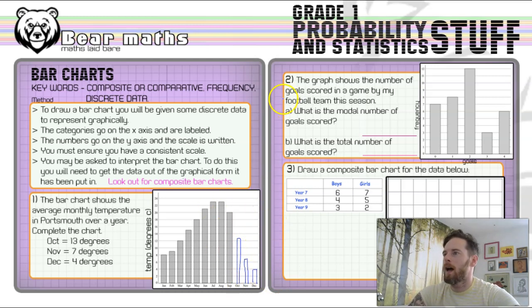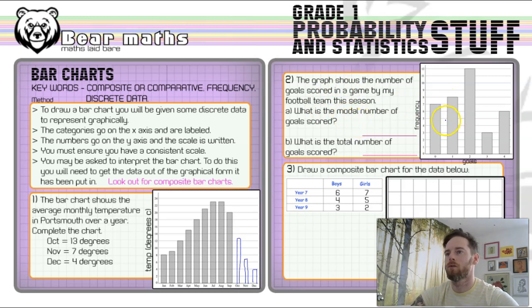Okay. Now in question 2, we've got a graph that shows the number of goals scored in a game by my football team this season. What is the modal number of goals scored? Now modal means the most common. What's the most common number of goals that have been scored?